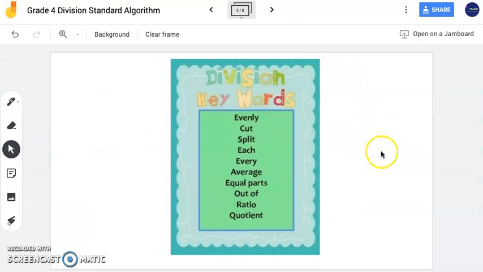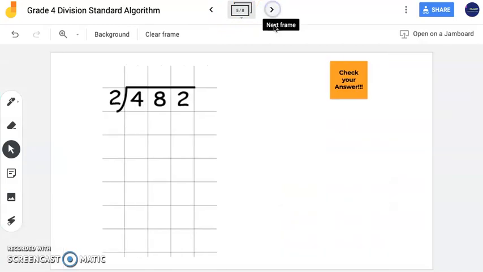Here are some key words for division: evenly, cut, split, each, every, average, equal parts, out of, a ratio, quotient. Those are key words that might help you identify, especially when given word problems, am I dividing? Now, division is breaking things into pieces, cutting it into equal groups. These are all key words that you want to understand represent division.